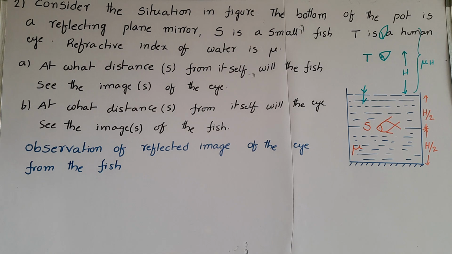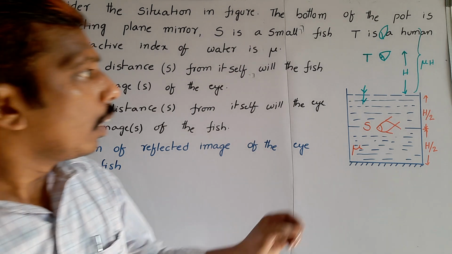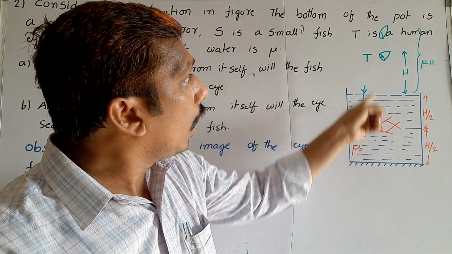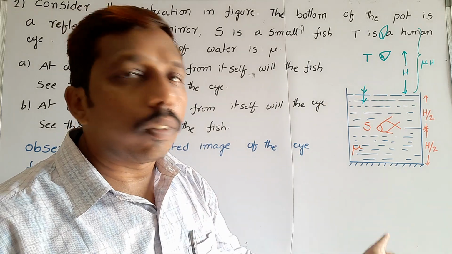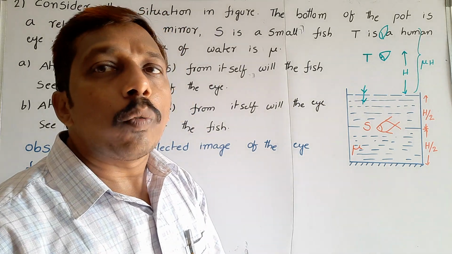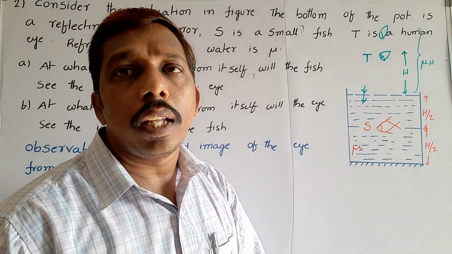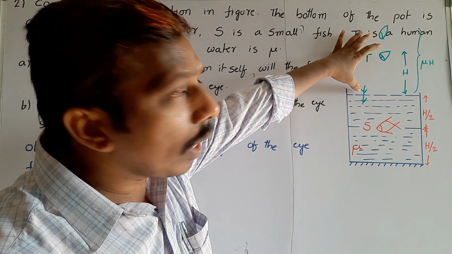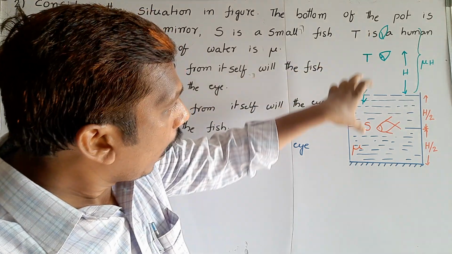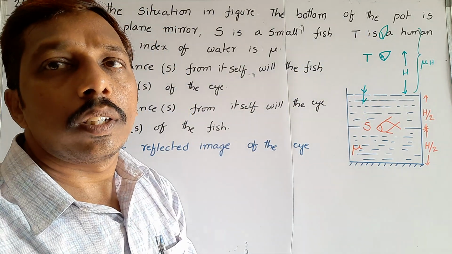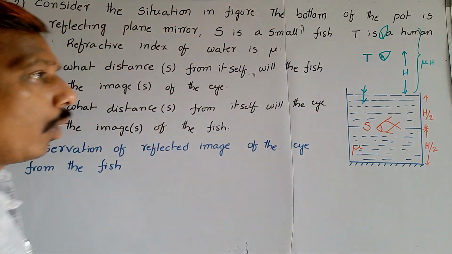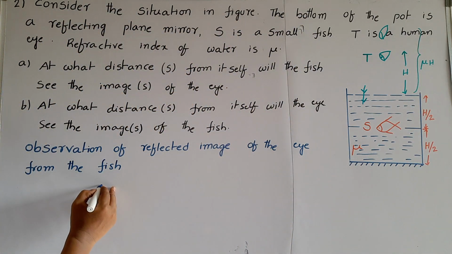Next one, observation of the reflected image of the eye from the fish. So direct observation we got. Now again it observes the image of the eye in a mirror. So what is the image distance inside the mirror? Actually it is at a height mu h from the water surface. Again water height is h. So what is the object distance from the mirror, what is the image of the eye?